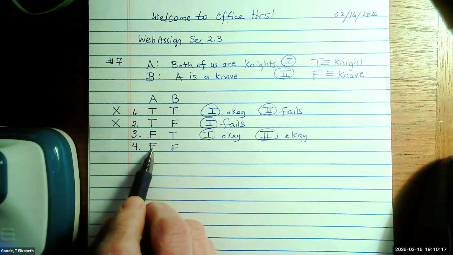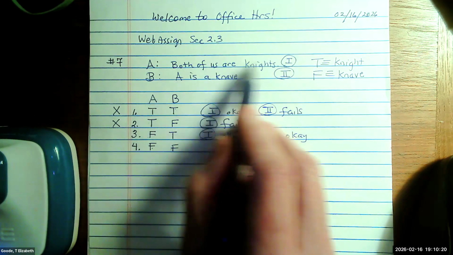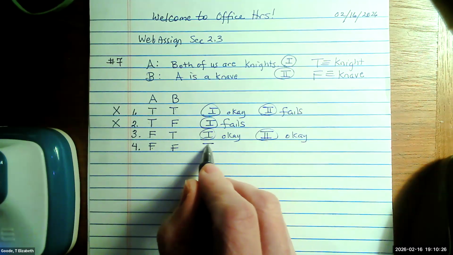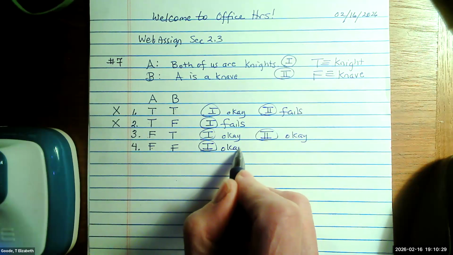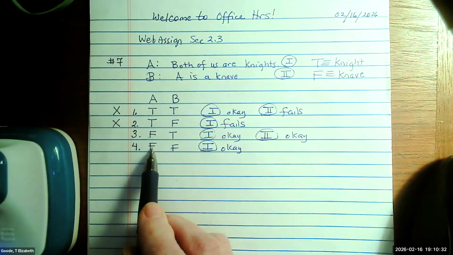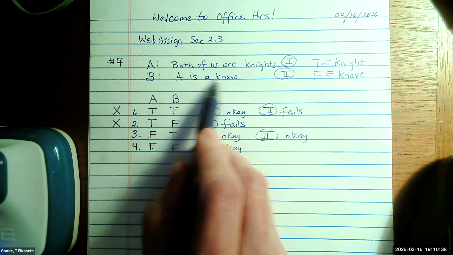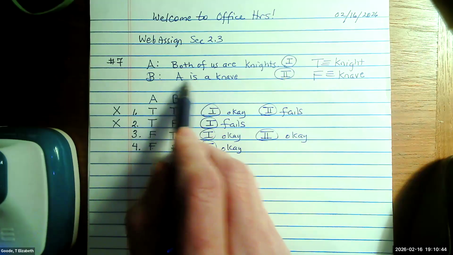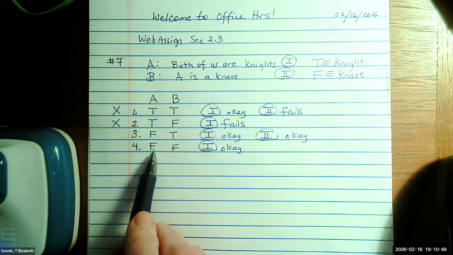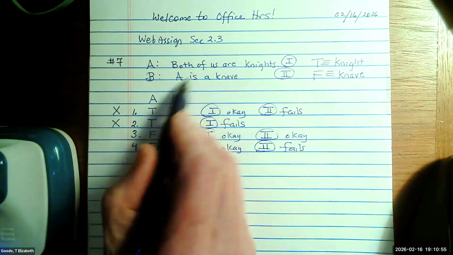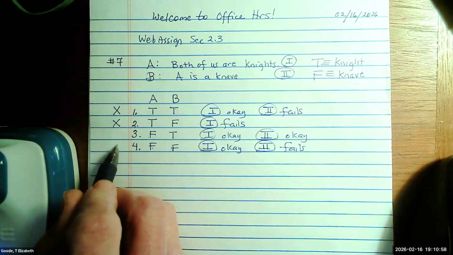Again, A is a knave and is lying. So that works out. "Both of us are knights" is a lie, and that's true. They're not both knights. In fact, they're both knaves. So statement one is okay because we know A is lying in row four. What about statement two? It's a lie in row four, but if it's a lie, what would be true? That A is a knight. Yeah, and we know in row four, A is a knave. So statement two fails because B has to be lying in row four, right?